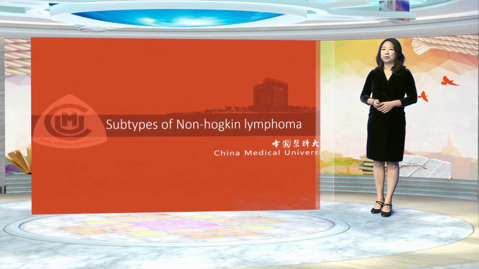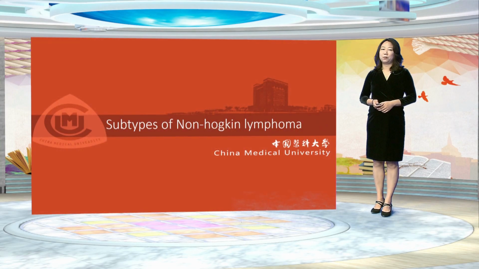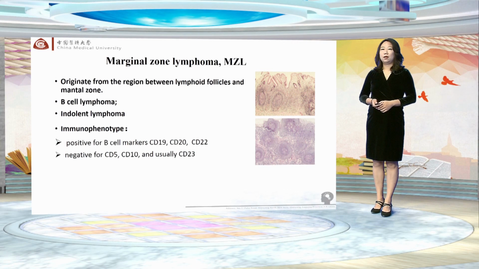Now we are going to talk about the specific subtypes of non-Hodgkin lymphoma. Let's talk about marginal lymphomas. The marginal lymphoma originates from the region between lymphoid follicles and the mantle zone. It belongs to B-cell lymphoma, indolent lymphoma. The immunophenotype is positive for B-cell markers CD19, CD20, CD22, and negative for CD5, CD10, and usually CD23.